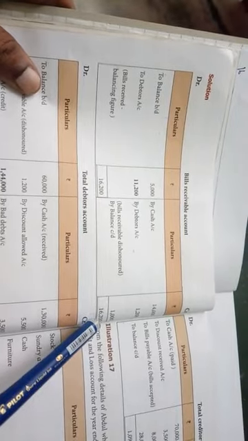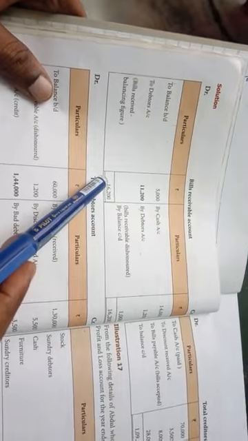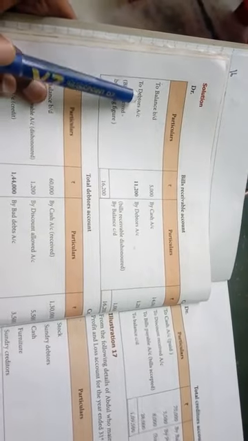Which side is the highest amount? Credit side 16,200. The same total also appears on the debit side. The difference is to be treated as a balancing figure. Bills accepted, bills received from debtor 11,200. These 11,200 are transferred to the debtor account. Then we are going to prepare the total debtor account.